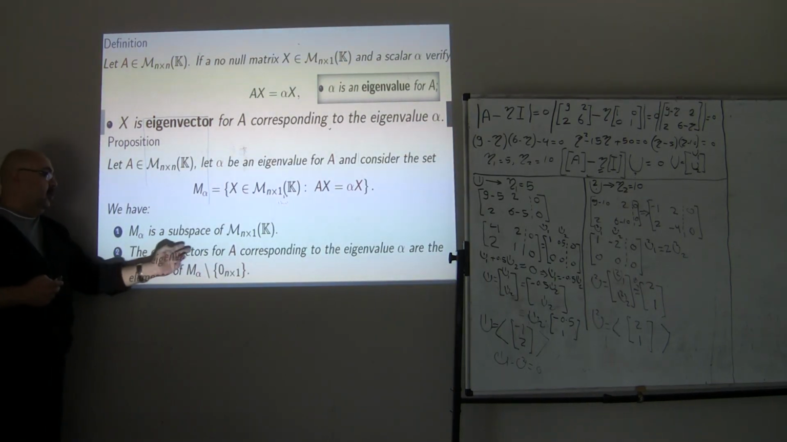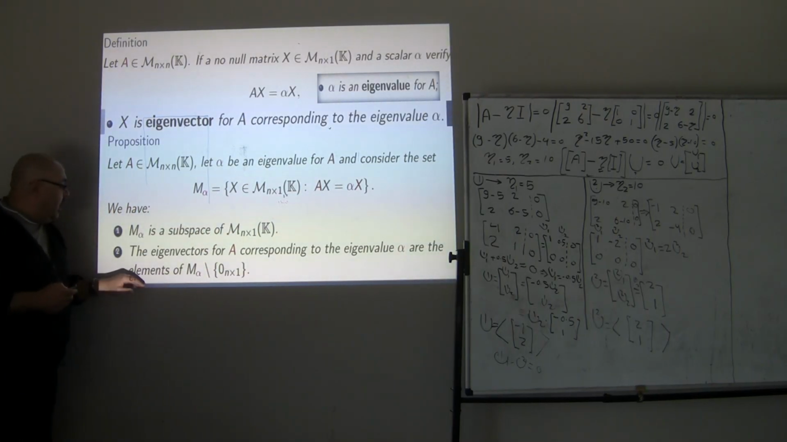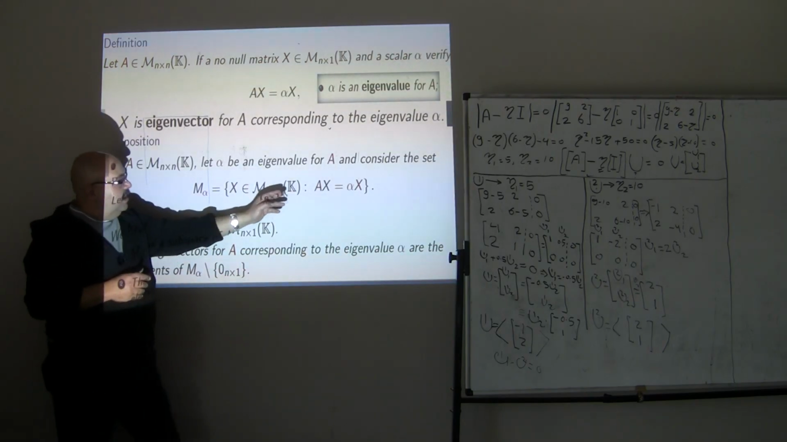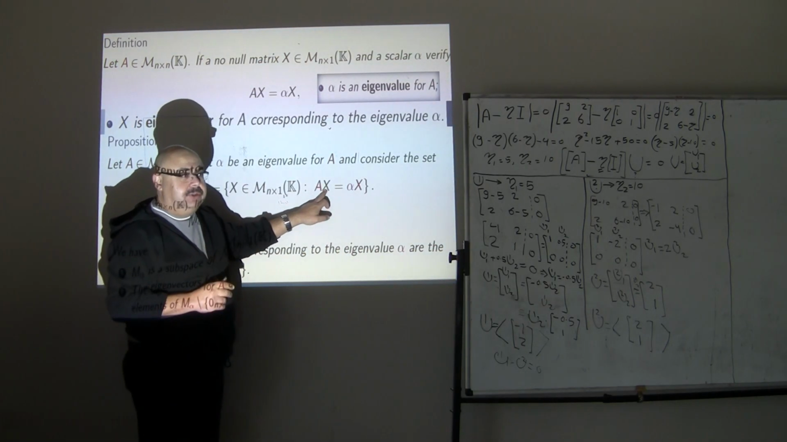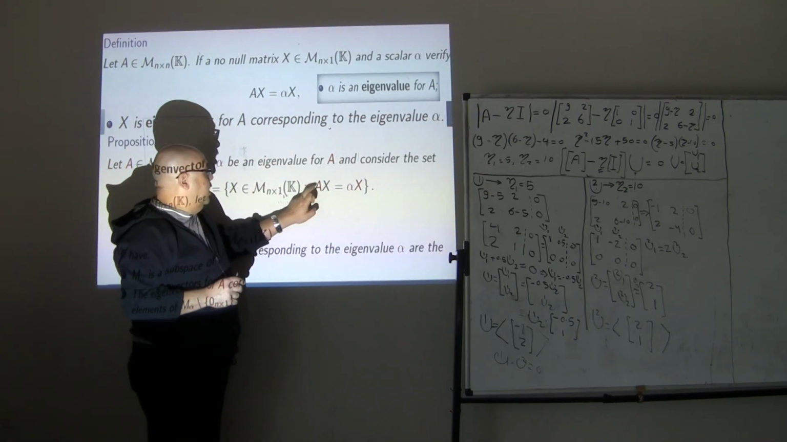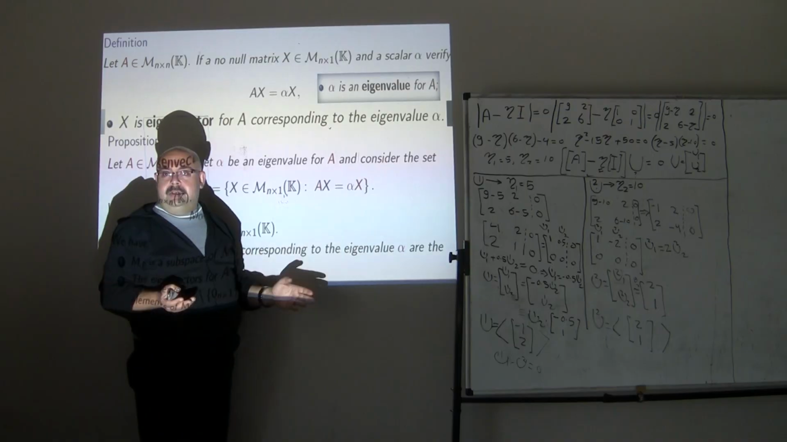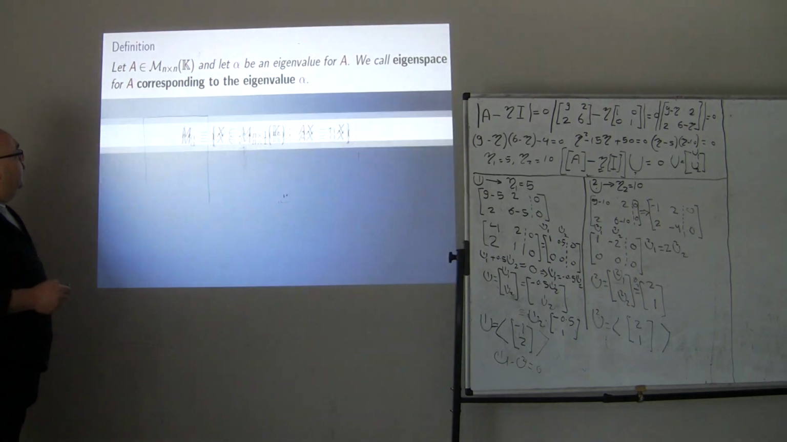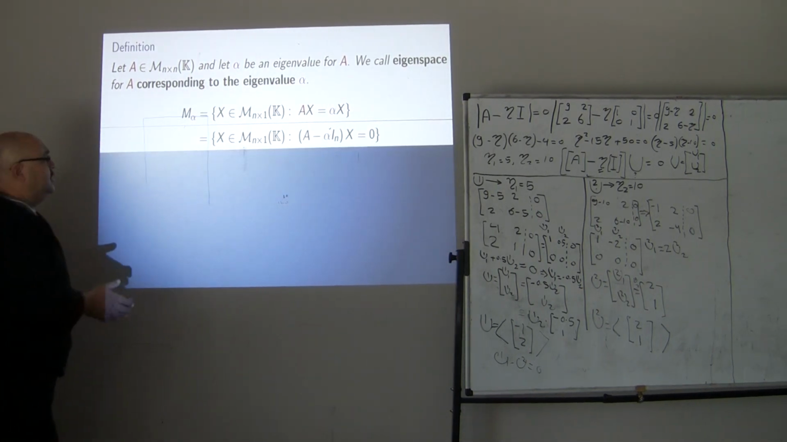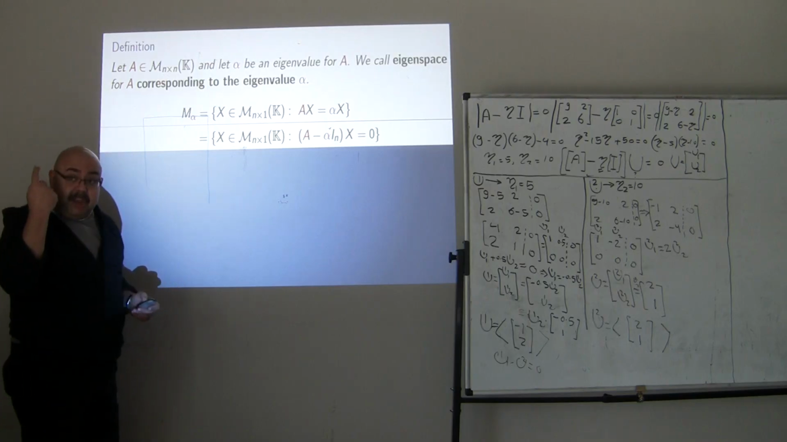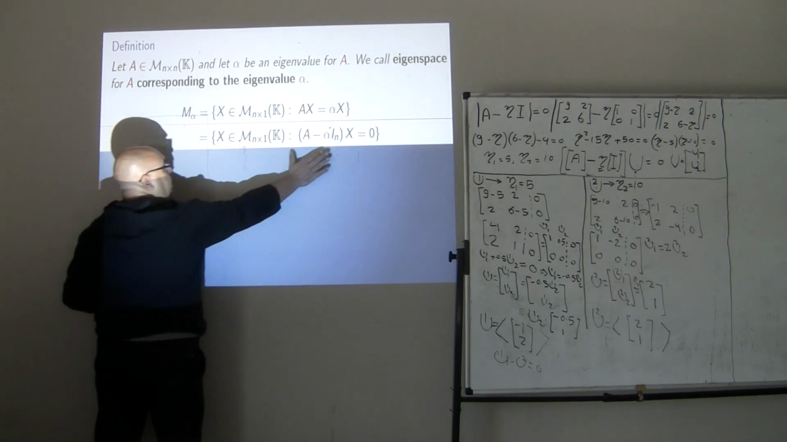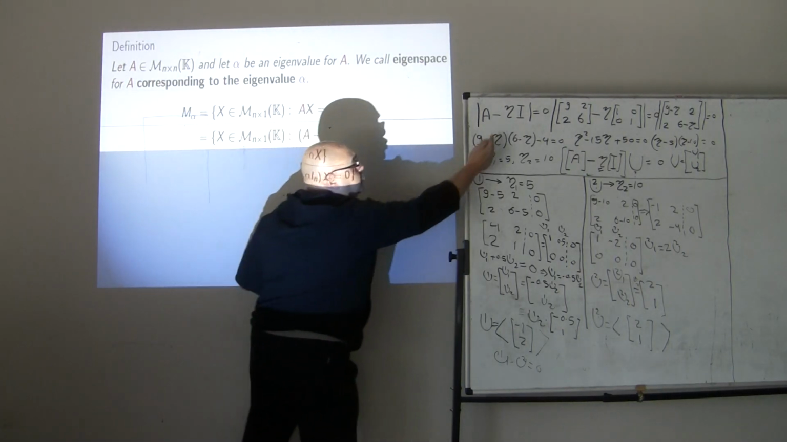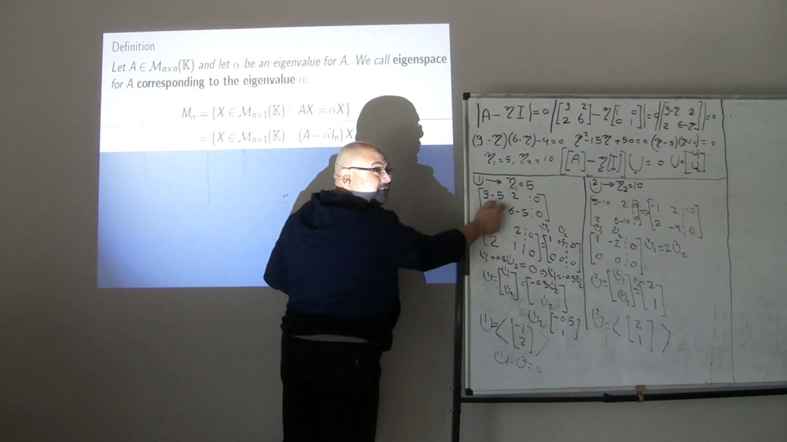Then the eigenvectors of A corresponding to the eigenvalue alpha are the elements of M alpha except 0. We already explained: if this vector is equal to 0, then you will have a trivial solution. Am I right or not? You will be solving A times 0, of course it will equal alpha times 0. Once more, this system, as I showed you in the beginning with the first slide, is the homogeneous system that we are solving.